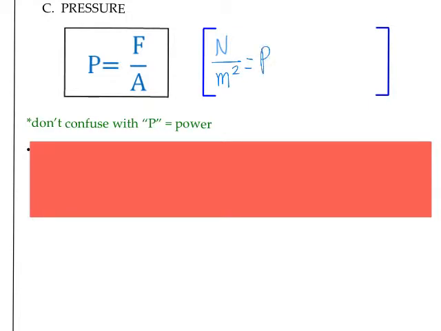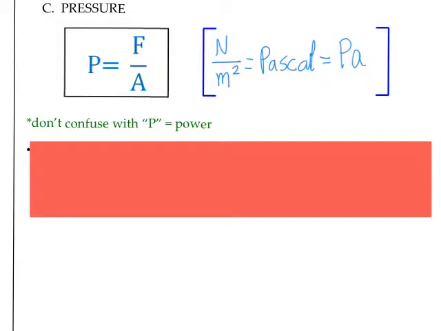Now this unit has a nickname. It's called a Pascal. If you've ever done any kind of computer programming, that Pascal language is named after the same person. And it's abbreviated Pa. So you can tell the difference between the unit and the variable because the unit's going to be Pa and pressure is just a P.